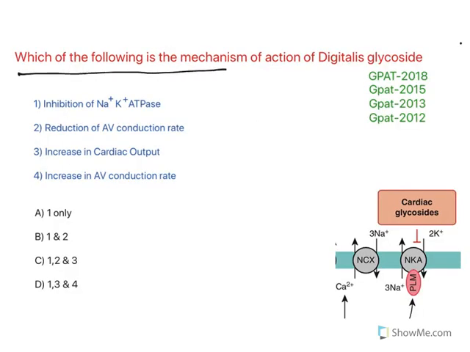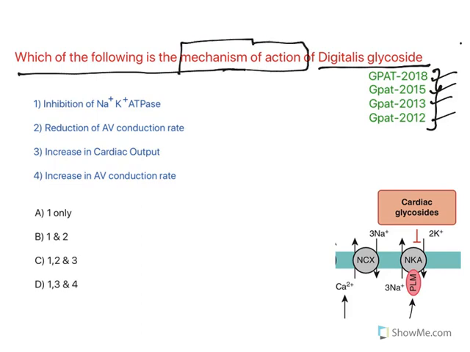Now, which of the following is the mechanism of action of digitalis glycoside? On the same topic, many questions were given in 2018, 2015, 13, 12, and so on. Many times there are questions about the mechanism of action of digitalis glycosides. The way they frame the question may differ, but finally the logic goes back to the mechanism of action of digitalis. Let us see the options. They inhibit the sodium potassium pump, reduction of AV conduction rate, increase cardiac output, increase AV conduction rate. Let us understand them. Now, what is the mechanism of action?